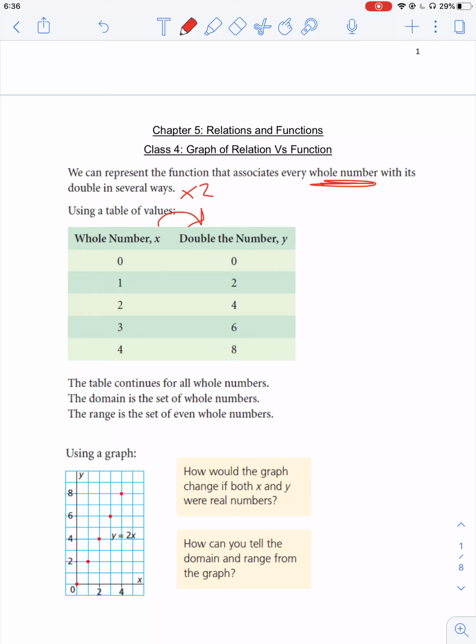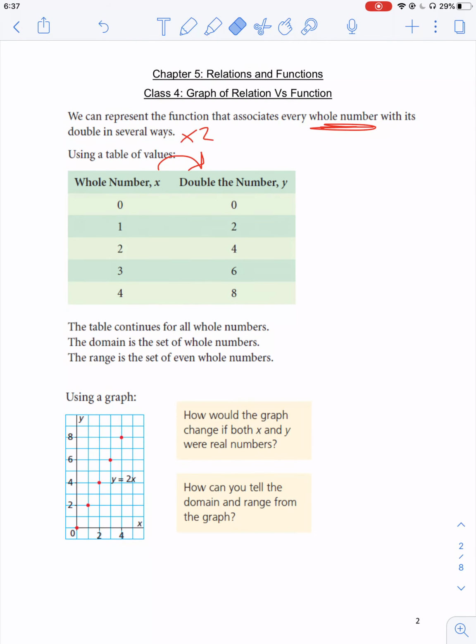This is also a function because, as you can see, when you double zero, you're only going to get zero. You cannot get zero and two. So each element in your domain is associated to exactly one element in your range. So this is a relation, but it's also a function.